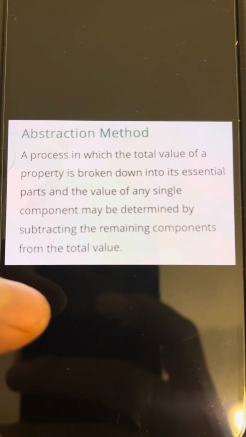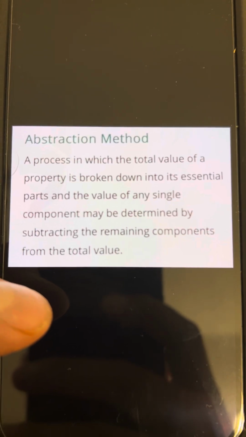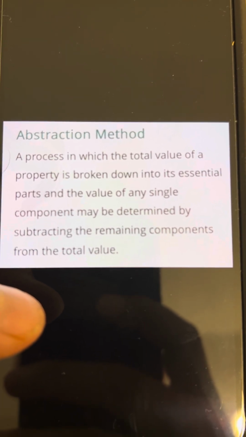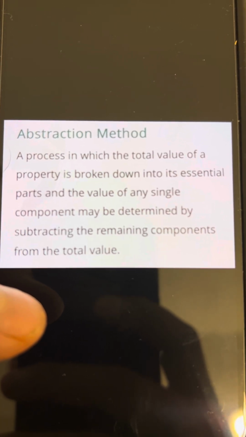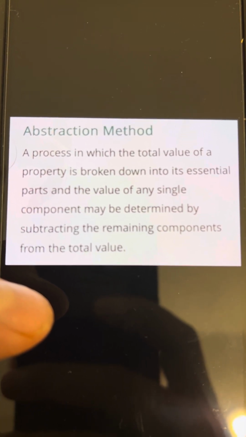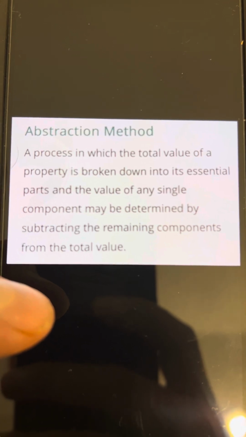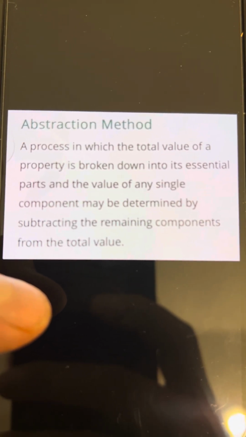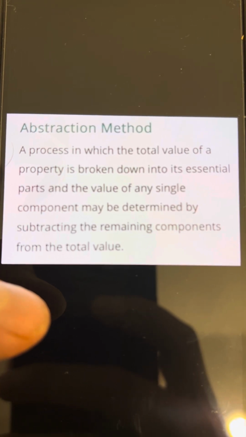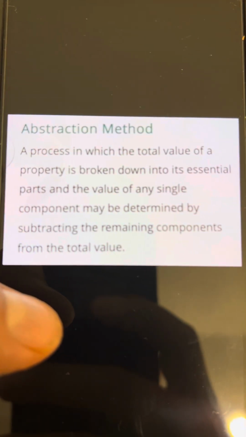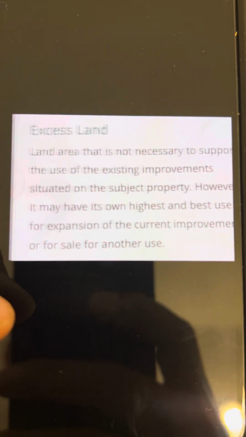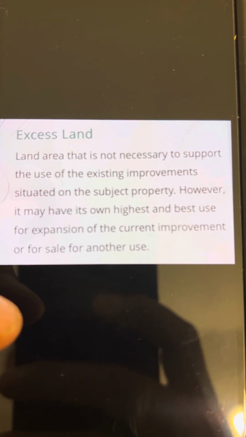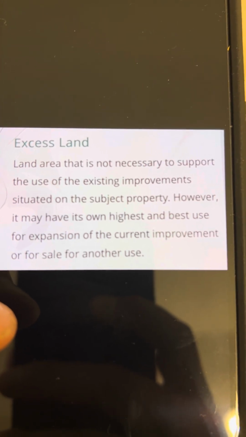Number 6, a process in which the total value of a property is broken down into its essential parts and the value of any single component may be determined by subtracting the remaining components from the total value. The answer is abstraction method.